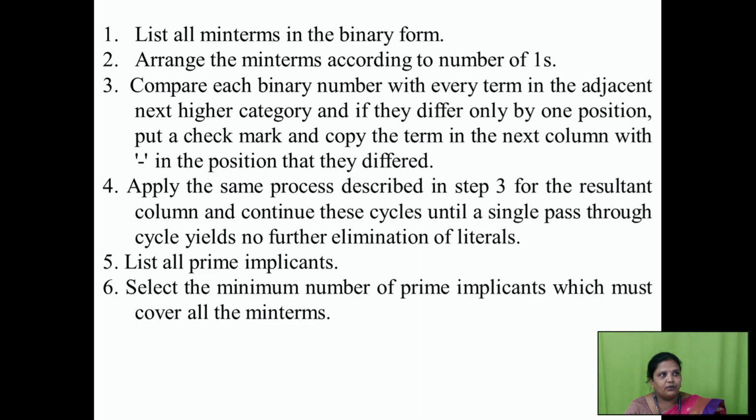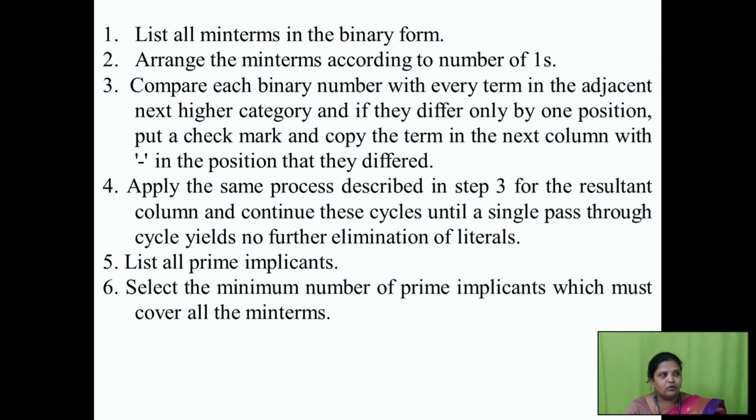We are going to see the first step of Quine-McCluskey. What is the first step? We have to list all the minterms in binary form. Then second step, we have to arrange the minterms according to the number of ones available in them. Then third step, we have to compare each binary number with every term in the adjacent next higher category. While comparing, if they differ by only one position, we put a check mark and copy the term in the next column with a dash in the position where it differed.